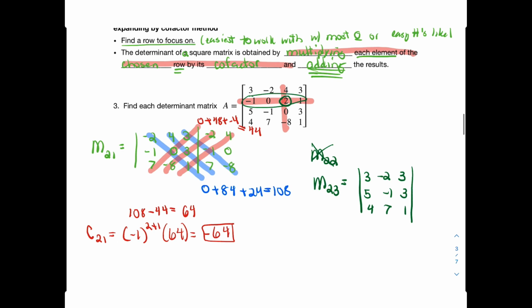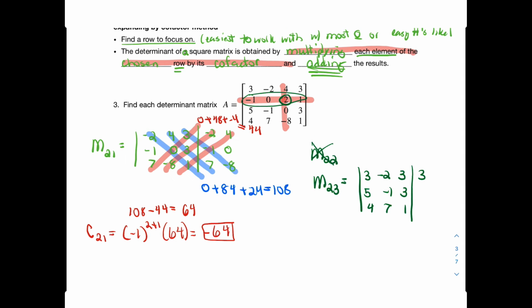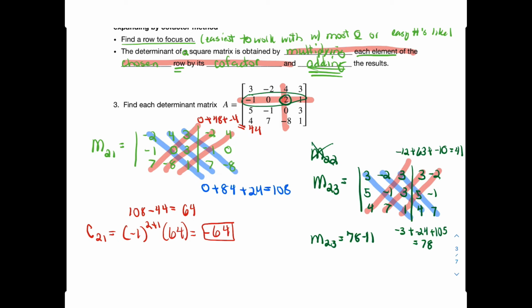Again, I need to copy down my first 2 columns in order to find the determinant of this 3 by 3. And the determinant of a 3 by 3 is found by taking the product of the diagonals down and summing them together, and then subtracting the products of my diagonals up, summed together. So my minor for row 2, column 3, is equal to 37. So my cofactor for row 2, column 3 would be -1 to the 2 plus 3 power times 37. 2 plus 3 is odd, so it's going to be -37.